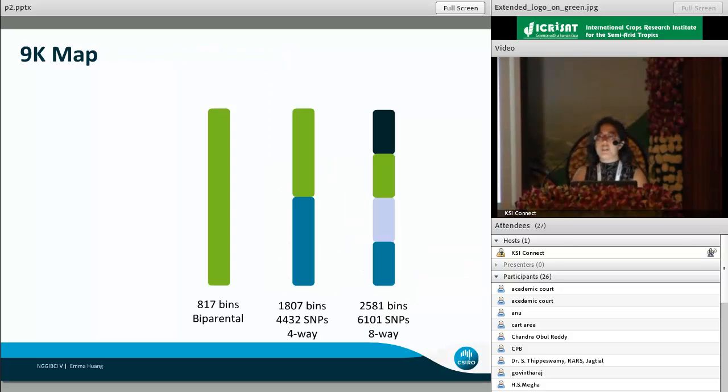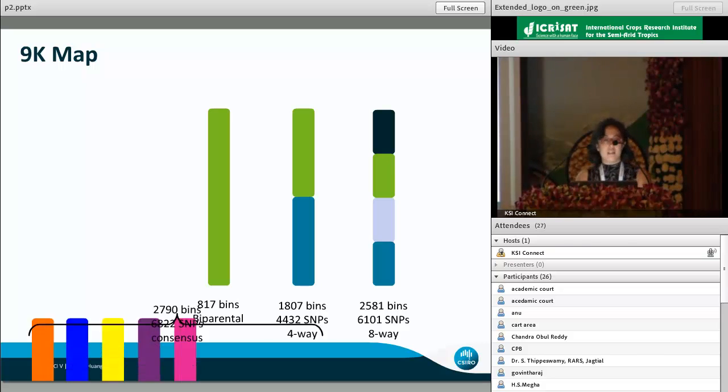On the previous slide, I was showing you the number of recombination events, and we do expect to have higher resolution because there's more recombination. We have seen this throughout many of the different maps that we've created. For the 9K map, when we looked at some biparental populations, there were about 817 unique locations, 817 bins. In the 4-way population, there were double that number of bins, and we were able to map about 4,400 SNPs. In the 8-way map, there were about 2,600 bins, and we mapped about 6,000 SNPs.